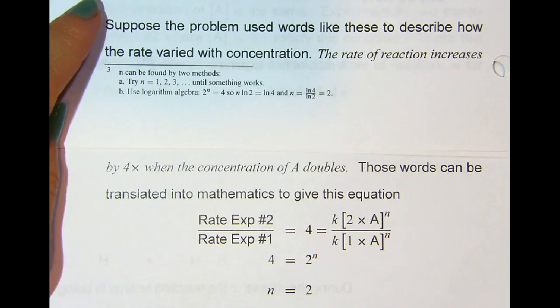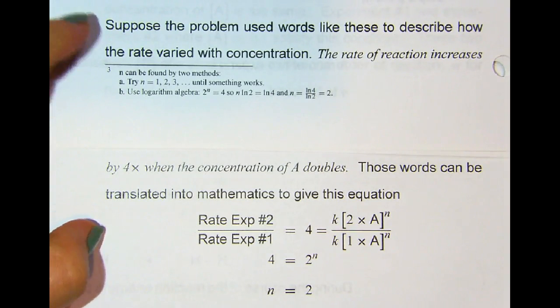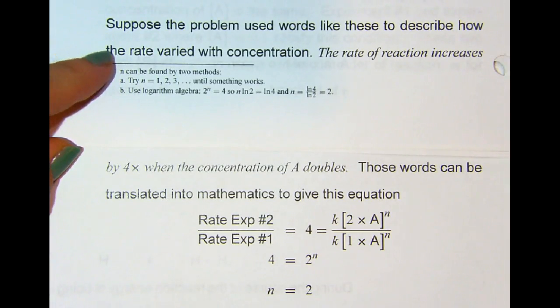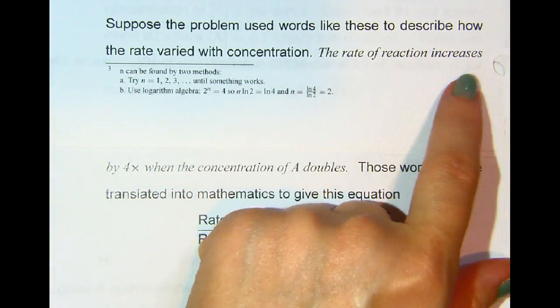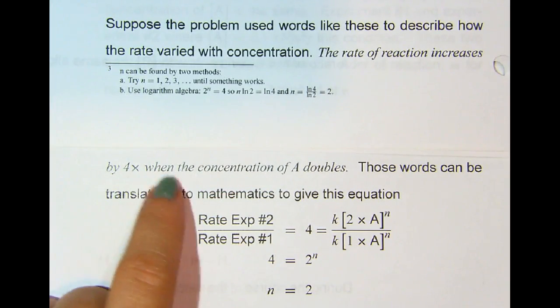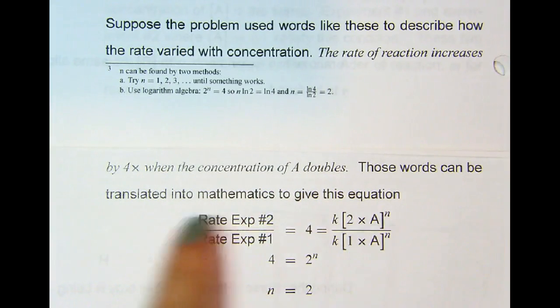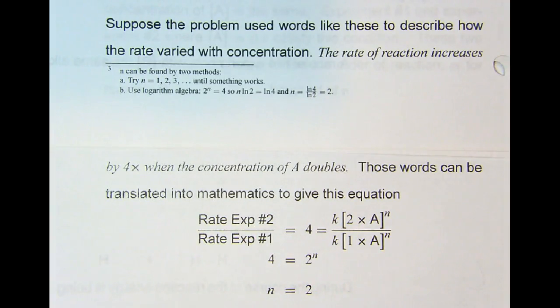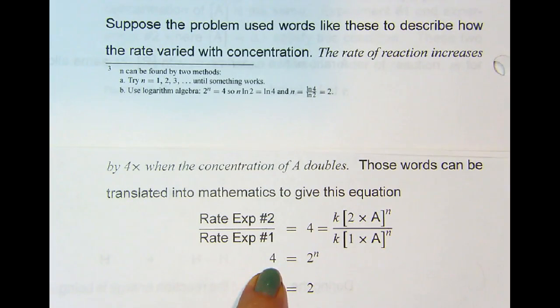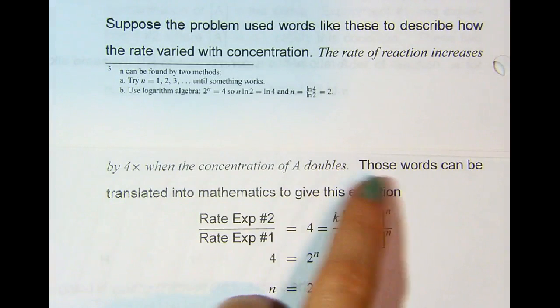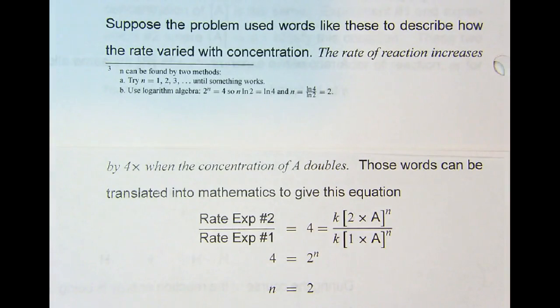A final little note at the bottom of page 108 and at the top of page 109. Suppose the problem used words like these to describe how the rate varied with concentration. The rate of reaction increases by 4 times when the concentration of A doubles. Those words can be translated into mathematics to give this equation: your rate increased by 4 times, and this is when A doubles, and so the question is, what is the order of A? And then, of course, 2 squared equals 4, so the n must be equal to 2. So this is just another way that you might see the wording in your Moodle quizzes.